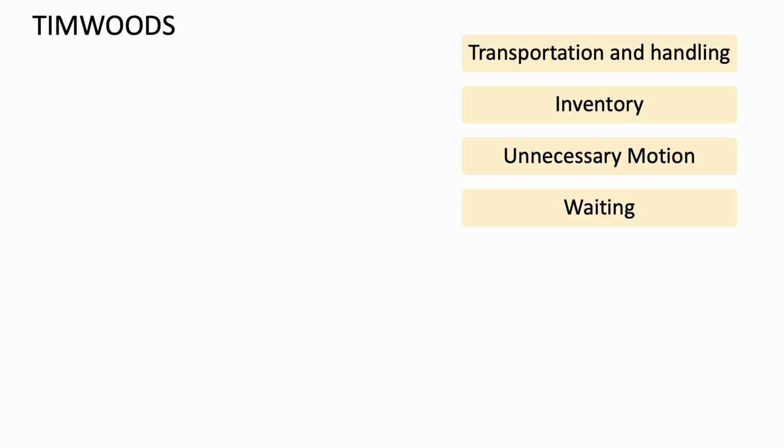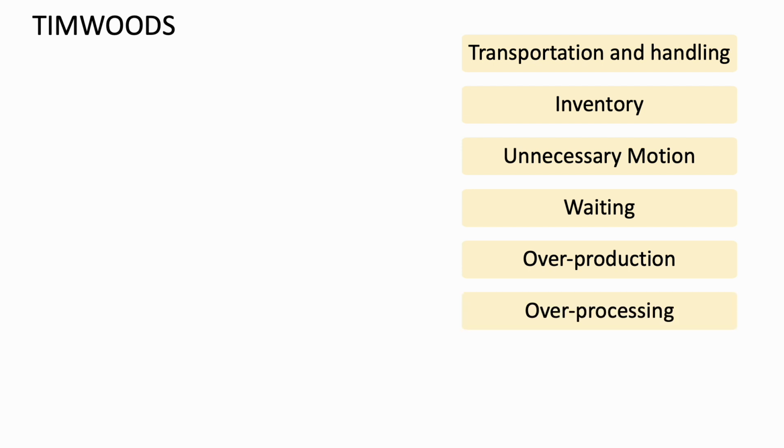Waiting, delays due to slow technology, waiting for approvals or information. Overproduction, making more than needed, such as premature paperwork or orders. Overprocessing, inefficient processes, like re-entering data or producing unneeded reports. Defects, errors that require rework, including data mistakes or design flaws. Skills, underutilizing team talent, poor communication, or assigning tasks that don't match employee skills.